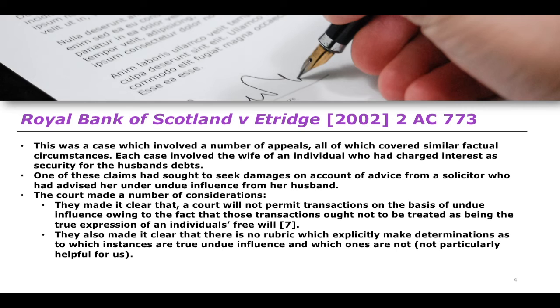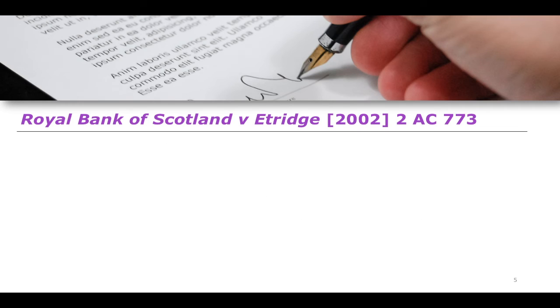They also made it clear that there was actually no rubric which explicitly determines which instances are true undue influence and which are not. And I've put in brackets there that that isn't particularly helpful for us, which is of course true given that we are tasked with trying to identify processes and circumstances in which agreements, contracts, and decisions are made under contractual obligations, which may have been made under an amount of undue influence.